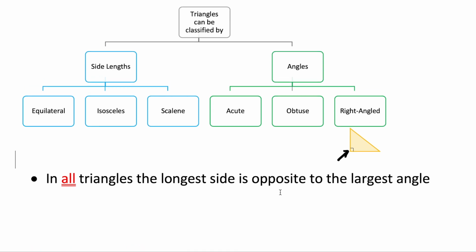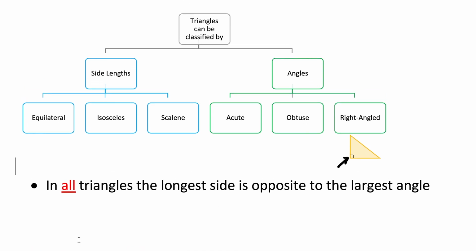Now, just to remember this, remember that in all triangles the longest side is opposite to the largest angle. So in this case, we have here our right angle triangle, and we can see that the other two angles are acute, which means that both of them are less than 90 degrees. So this one is my largest angle, and therefore this opposite side is going to be my largest or my longest side.